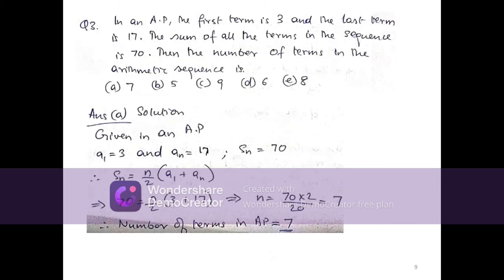We'll look into the next question, that is question number 3. In an arithmetic progression, the first term is 3 and the last term is 17. The sum of all terms in the sequence is 70. Then the number of terms in the arithmetic sequence is: option A 7, option B 5, option C 9, option D 6, option E 8.